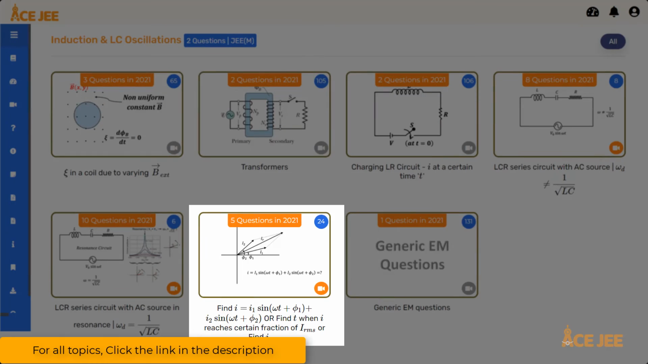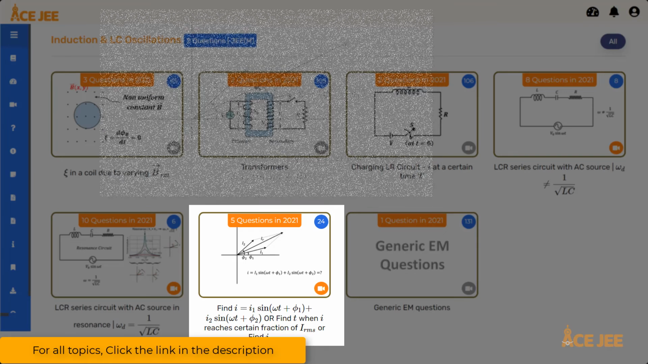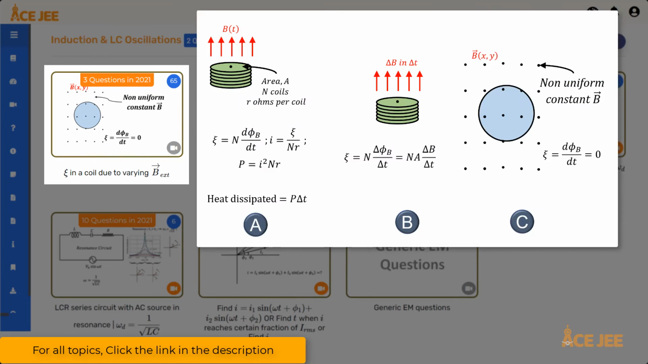With that, we will move on to the next important question type, wherein you will be given current as sum of two sinusoidal terms of the same frequency, and you will be asked to determine the magnitude and phase of the resultant current using the phasor diagram. In the next one, you will be given a coil placed in a time-varying external magnetic field, and you will be asked to determine the induced current or other corresponding physical quantities.